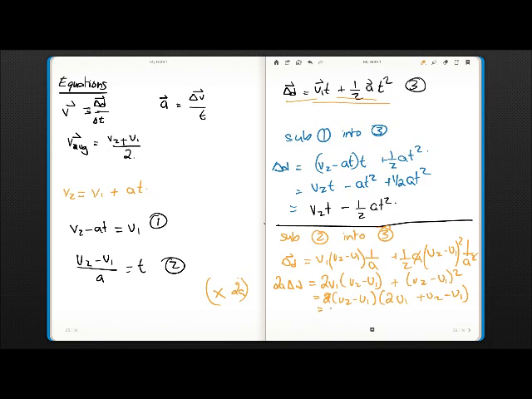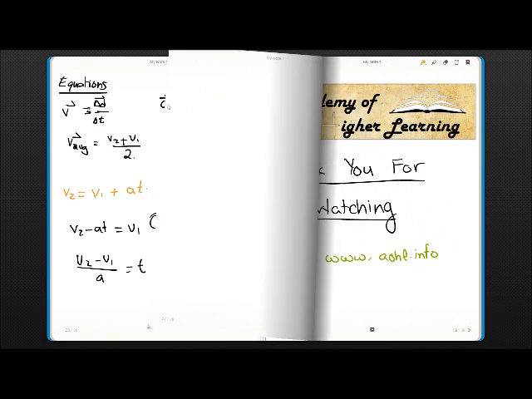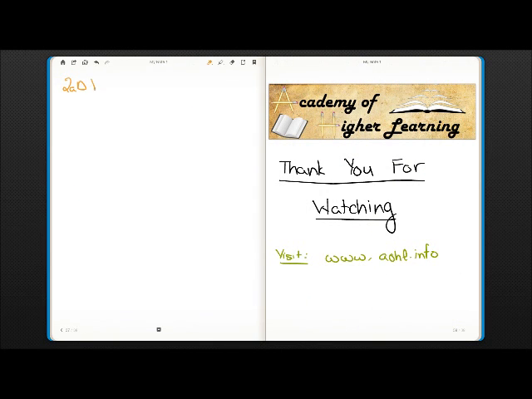Next, collect like terms, so it'll be v2 minus v1 and v2 plus v1. If we expand this using the binomial distribution, we'll get v2 squared minus v1 squared equals 2a delta D. So on the next page, last page it was 2a delta D equals v2 squared minus v1 squared. Bring the v1 to the other side, and you're left with v1 squared plus 2a delta D equals v2 squared.